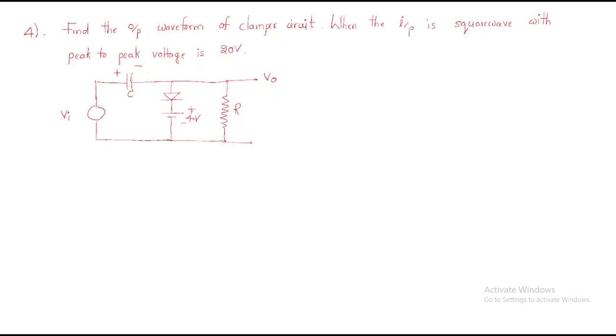Now we will do the last problem, which is about the clamper circuit. So look at here, find the output voltage. Look at the problem: find the output waveform of the clamper circuit when the input is a square wave with peak to peak voltage of 20 volts. So this is the clamper circuit given. If you are doing the solution, he mentioned that the input to the given clamper circuit is a square wave. The square wave I can write like this.